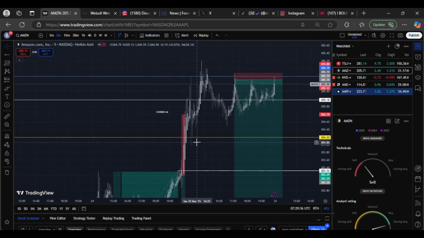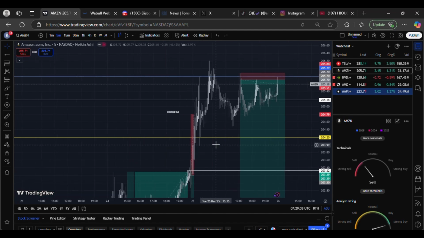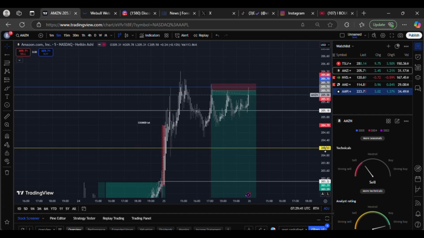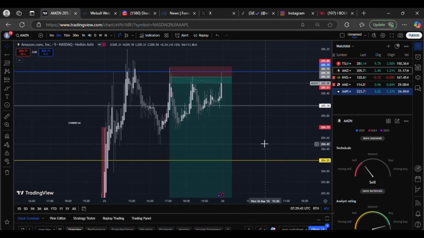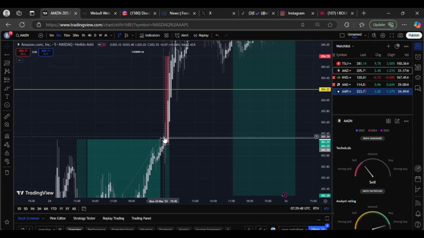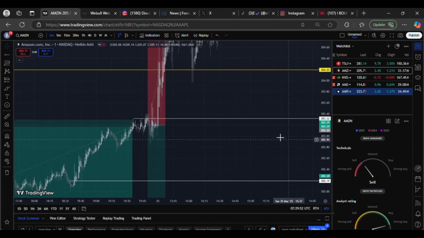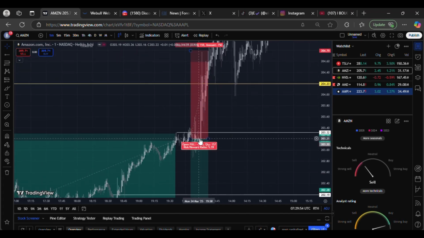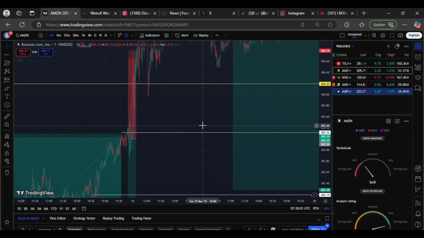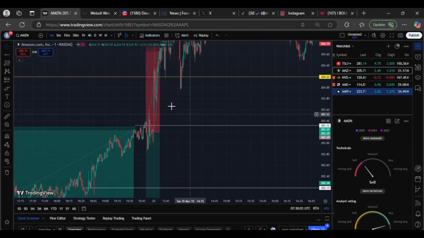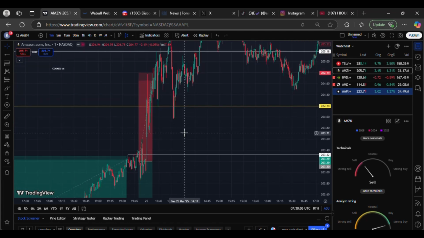Alright, this is my 3/25/25 trading recap. This was a trade I had open yesterday when the market closed. We closed right here yesterday, and we opened right here today. We opened all the way up here, and I got stopped out at the top right there.